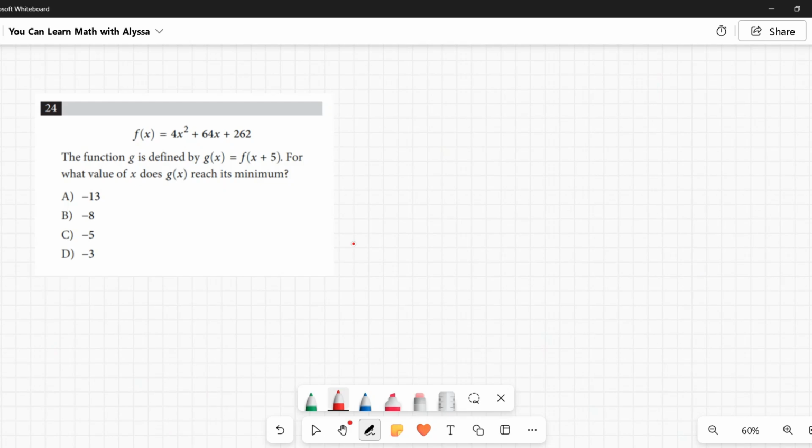Number 24, f of x equals 4x squared plus 64x plus 262. The function g is defined by g of x equals f of x plus 5. For what value of x does g of x reach its minimum? Can you solve this with graphing? Yes. Do I recommend you solve it with graphing? Yes.